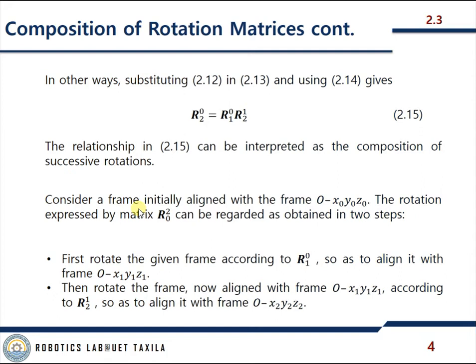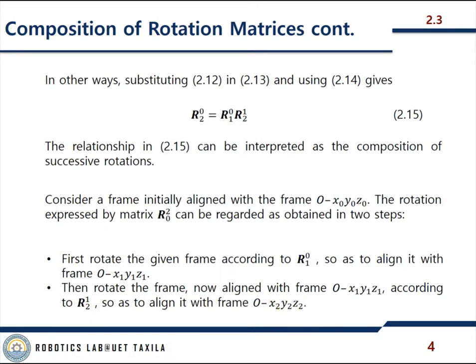Now consider a frame initially aligned with frame O-x0y0z0. The rotation expressed by matrix R^0_2 can be regarded as obtained in two steps. First, rotate, and now this is quite opposite to that, okay? So note that. First, rotate the given frame according to R^0_1 so as to align it with frame O-x1y1z1. So what does it mean to first rotate the given frame? Move from frame 1 to frame 0, okay? Then rotate the frame, now aligned with frame O-x1y1z1, according to R^1_2 so as to align it with frame x2y2z2.